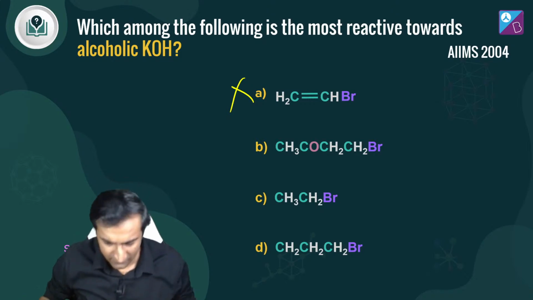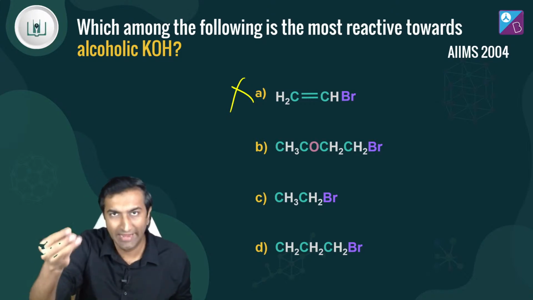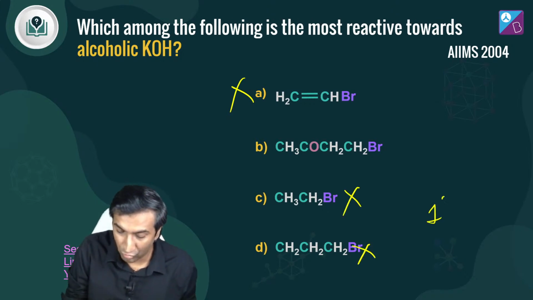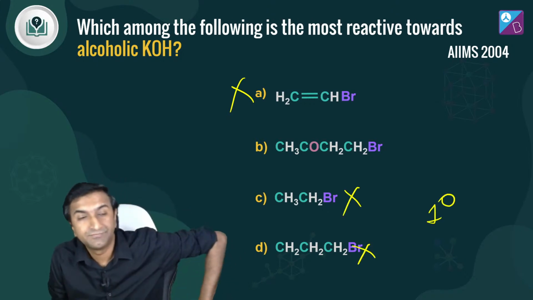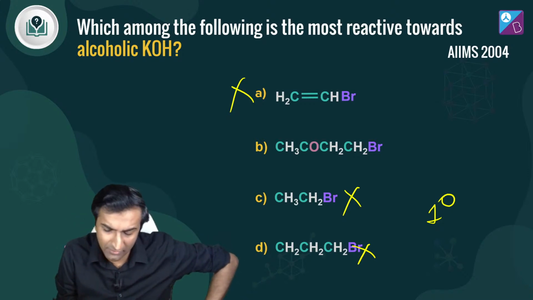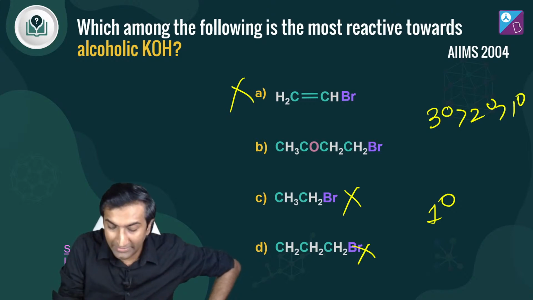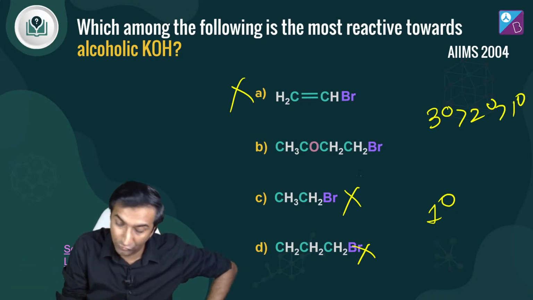If you were to take an educated guess, you may remove D and C because both of them are primary. Or you remember, the primary one doesn't seem very likely. Tertiary greater than secondary greater than primary. But here there is no tertiary. Yeah, this is also primary.